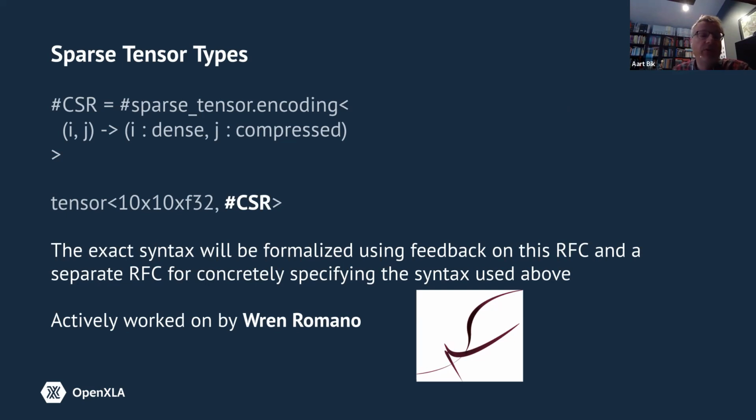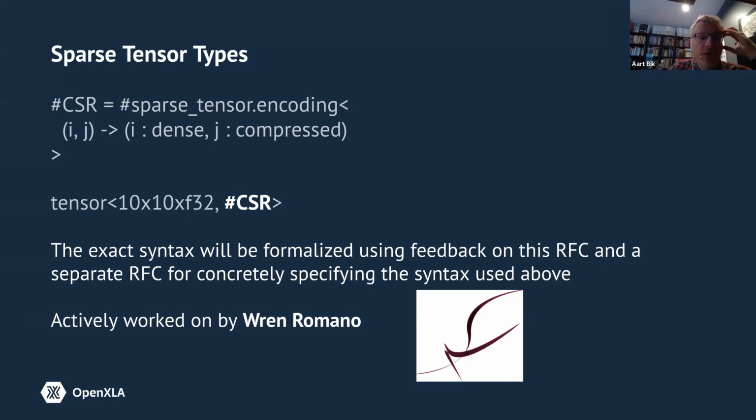And we have a proposal here that is based on the TACO formalism, but a little bit more generalized, where we define a compressed row-wise storage by defining the mapping and defining what dimension is dense and what dimension is compressed. So here you see that ij maps to an i that is dense, so the rows will be stored in their completeness, but then the j, the columns, are compressed. So per row, you'll have indices in the columns saying where the non-zeros are stored.